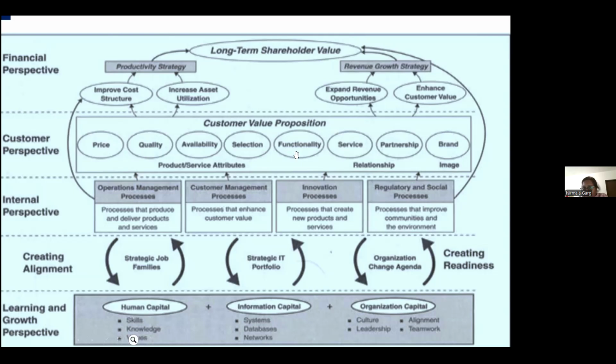Functionality is, for example, say you have a range of phones. When your customer comes, there are many functions in it. You can use a recording. You have a voice recording. You have different aspects of it. So that is called functionality. So what are those characteristics you are actually selling to the customer?